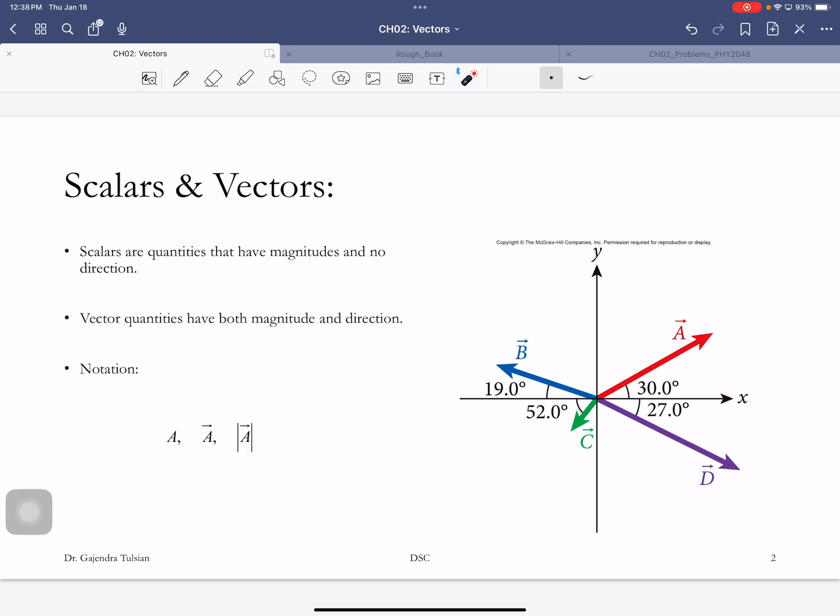Here are vectors drawn in how many dimensions? Two dimensions. So all you need is 2 numbers. The magnitude is proportional to the length, and the other number is the direction.